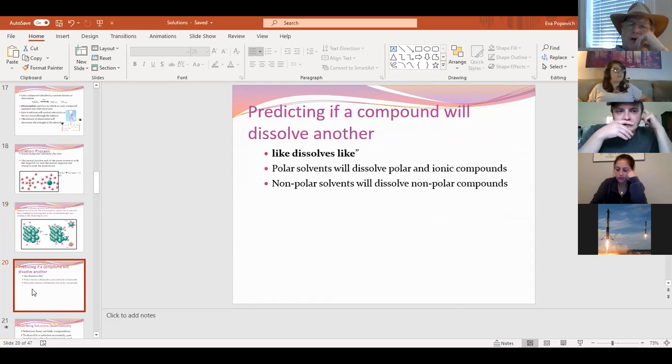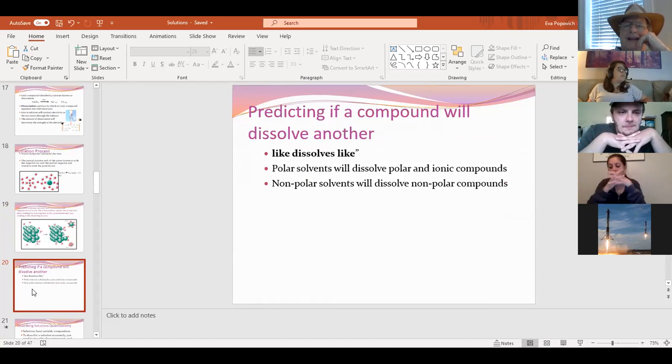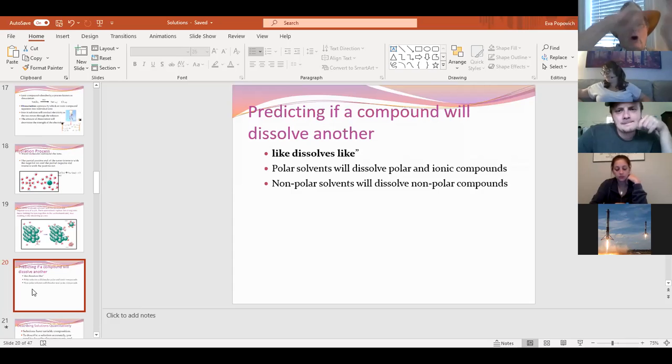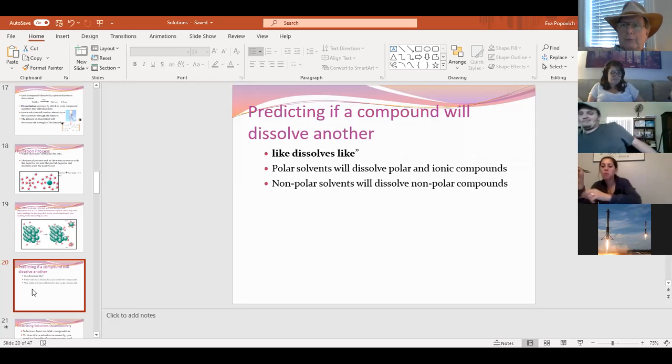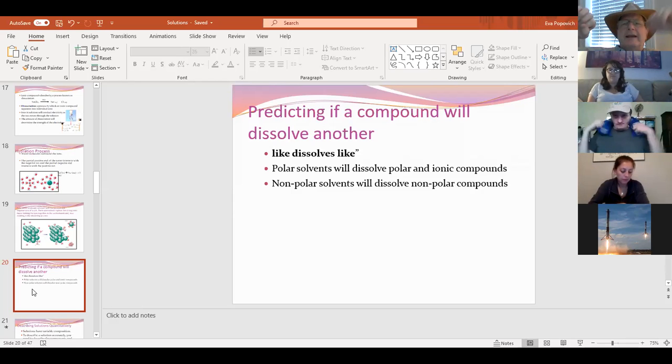Now, here's a very important concept in chemistry, and that is like dissolves like. Does oil mix with vinegar? No. That's because oil is non-polar. There are no charges around the entire oil molecule. Vinegar is polar. Like dissolves like. Unlike does not dissolve like. Oil and vinegar, one's polar, one's non-polar. They don't dissolve each other.